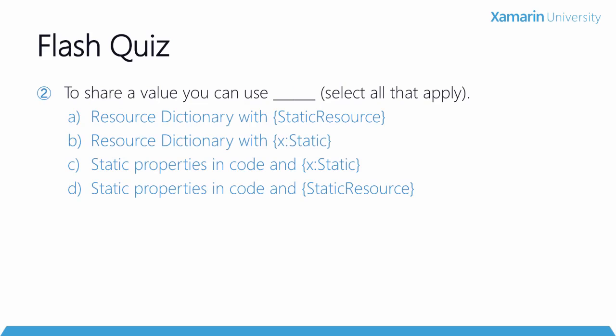Question 2. To share a value, you can use which of these? Select all that apply. This could be more than one answer. Is it A, a resource dictionary with the StaticResource markup extension? B, a resource dictionary with the x:Static extension? C, static properties in code and the x:Static extension? Or D, static properties in code and the StaticResource extension? We have two choices here. We could use the resource dictionary with the StaticResource markup extension, or static properties in our code and the x:Static extension.